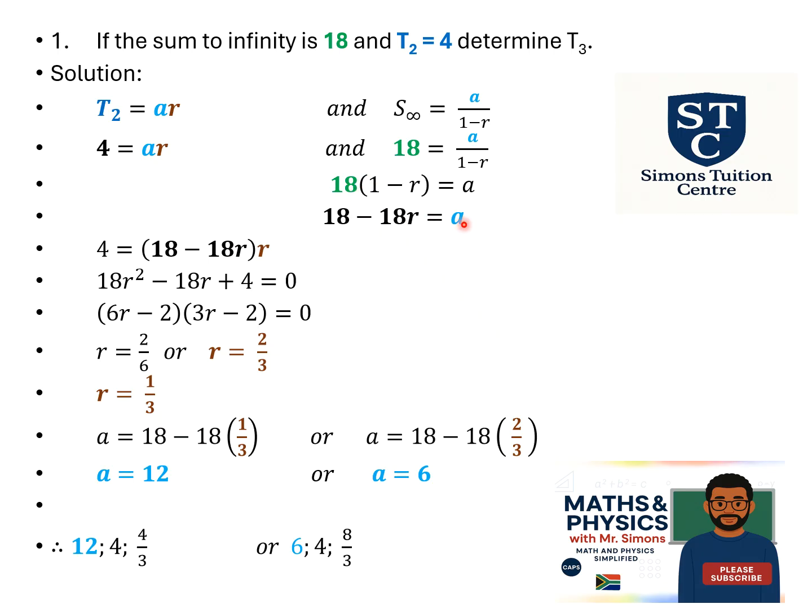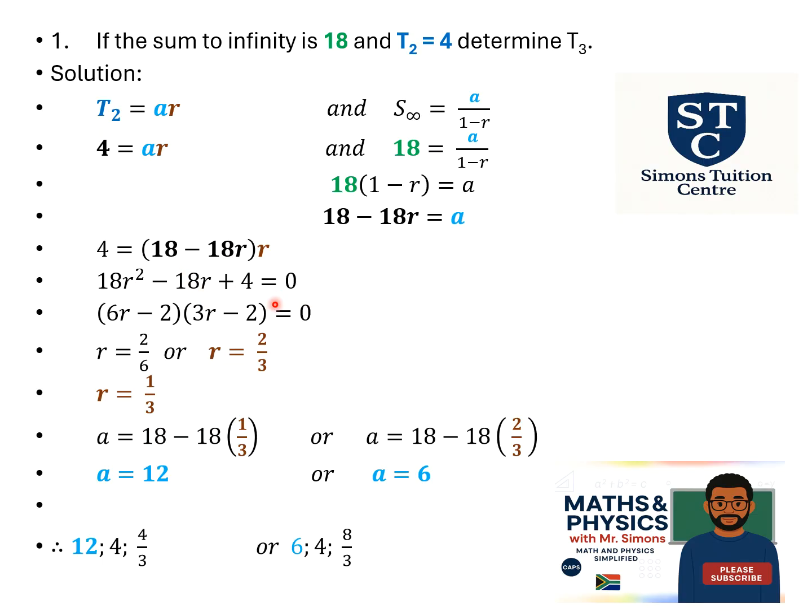In the place of a, I'm going to place 18 minus 18r, times r equals 4. Minus 18r times r gives me minus 18r squared. If I take it across, it becomes plus 18r squared. 18 times r gives me positive 18r, and taking it across becomes negative 18r. And that simply stays plus 4 equals 0.